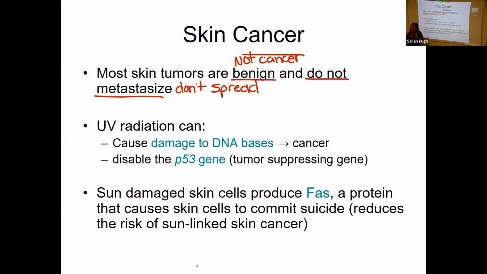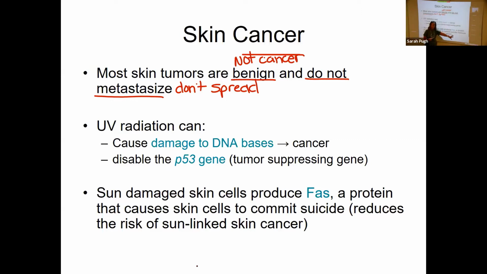So what causes skin cancer? The majority of the skin cancers that we have, so if it is cancerous, if it is malignant, if it does metastasize, if it does spread, it's typically caused by UV radiation. We know that all forms of radiation damage living tissues, right? And so how do UV rays cause cancer?